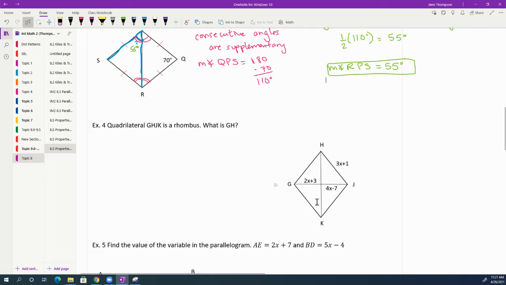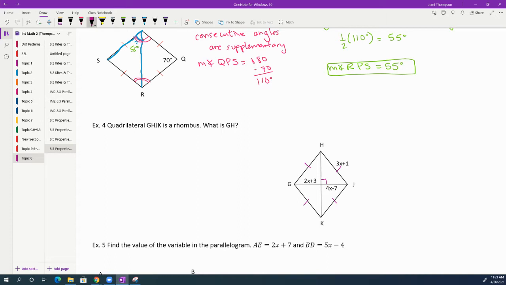Example 4. Quadrilateral GHJK is a rhombus. What is GH? All right, things I know about a rhombus. I know all 4 sides are congruent. I know these intersect at a 90-degree angle. I know some other things. Let's see if anything else is going to help me out here.